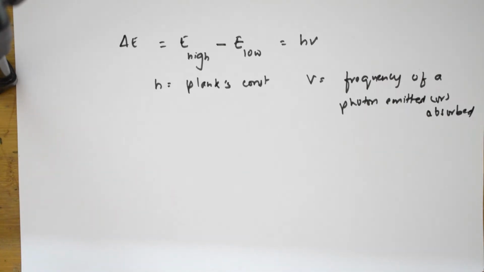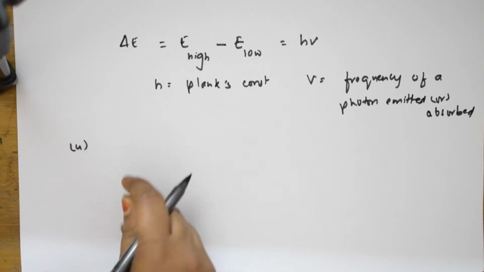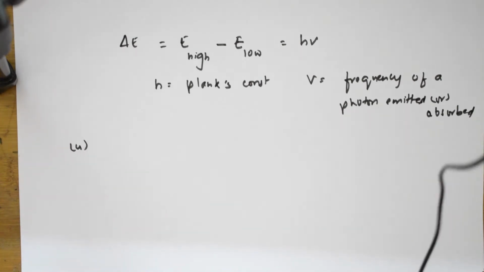Now the fourth postulate, a very important postulate, is about angular momentum. What is the angular momentum formula? That is mvr.